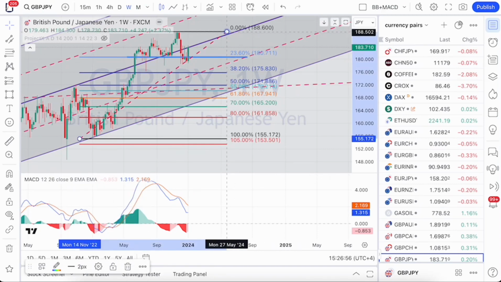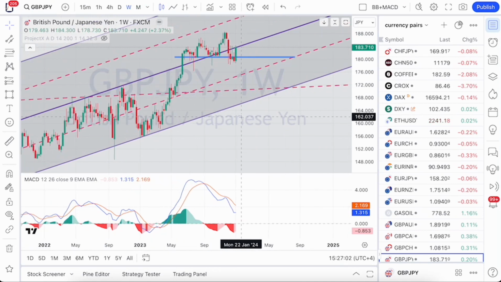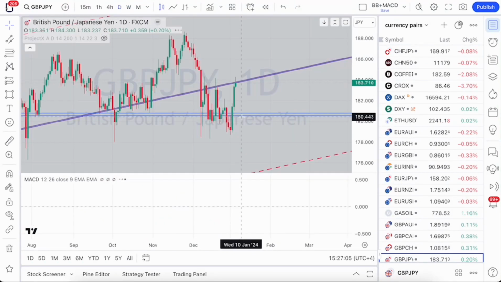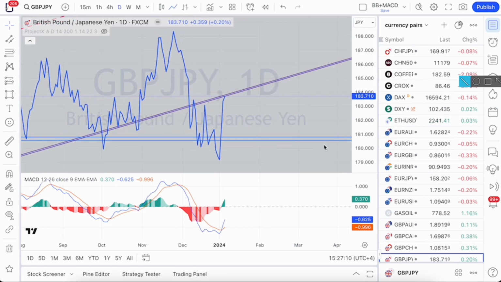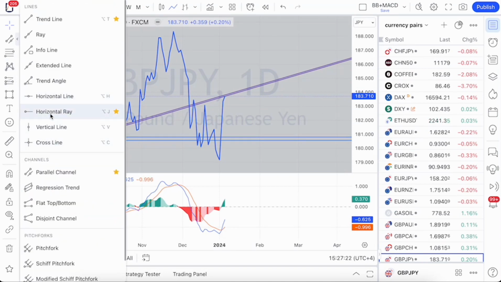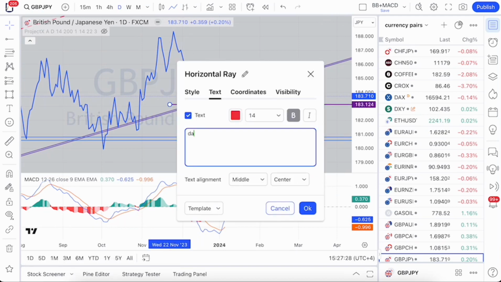That's it. And let's move down to the daily time frame now. Based on the daily time frame, we have lower low formation with bullish divergence, and the BOS is already done. So let's apply a horizontal ray and mark this level as the bullish BOS. So this is our daily bullish BOS, and it's already done, so we can use a green color to mark this.